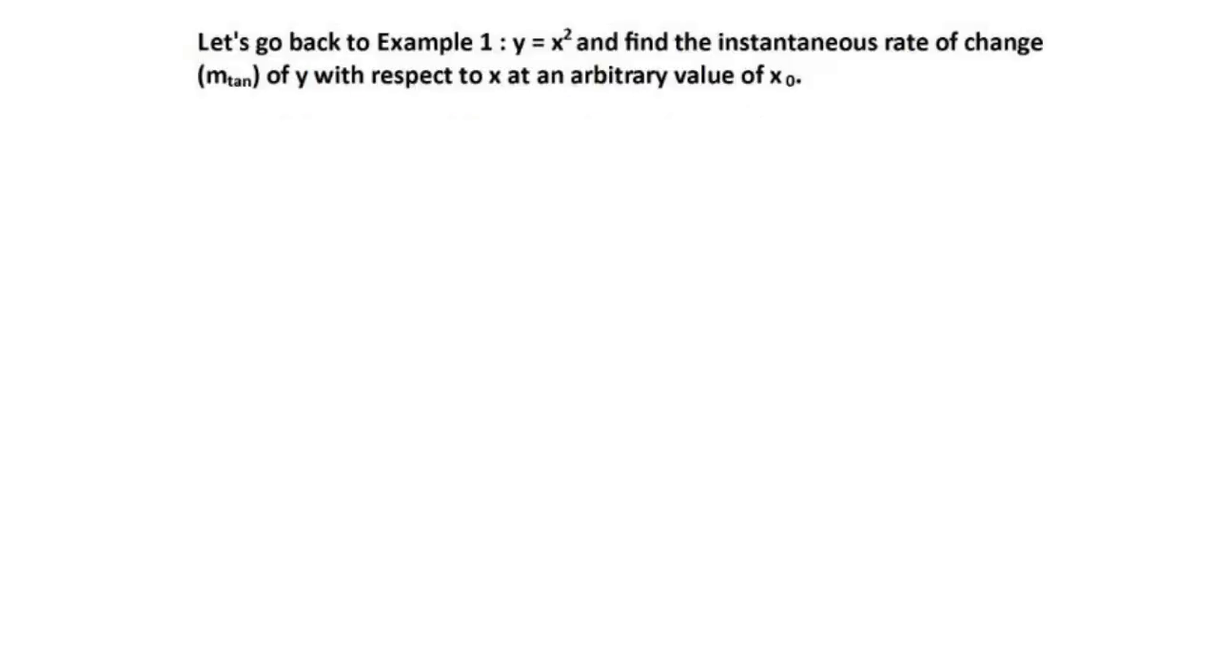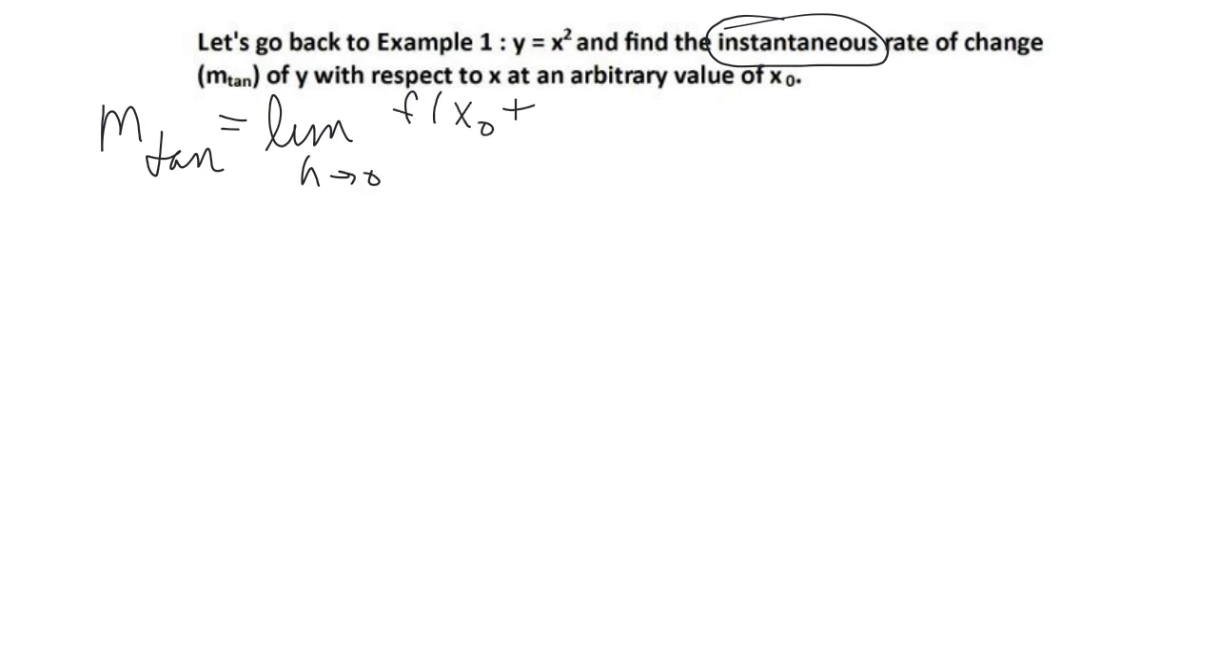So let's go back to example 1, and we have y is equal to x squared, and find the instantaneous rate of change of y with respect to x at an arbitrary value of x sub 0. So whenever we see this word instantaneous, we know we're looking for the derivative or using the secant or the tangent line. So the slope of the tangent line is going to equal the limit as h approaches 0 of f of x sub 0 plus h minus f of x sub 0 over h.